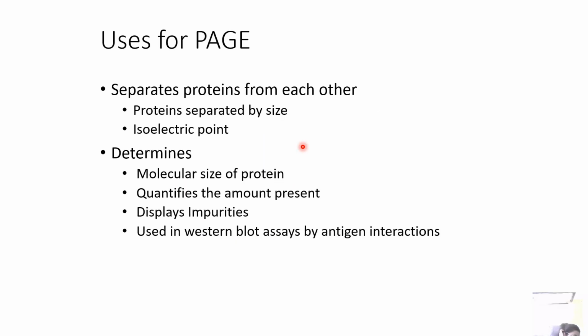So before SDS, after SDS, we have discussed in yesterday's class. It separates proteins from each other, like proteins separated by size and isoelectric point, and it determines the molecular size of protein, quantifies the amount present, and displays impurities. It is used in Western blot, accessed by antigen interactions.